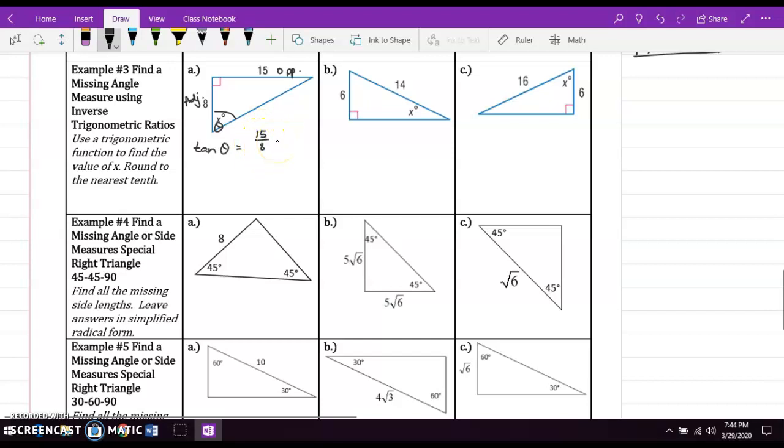Okay, so to solve this, we need to reverse the input with the output. Anytime you reverse the input with the output, you're using an inverse function. So the inverse tangent function allows me to input the output, basically, and it will tell me what the angle is. Okay, so in your calculator, you would type the inverse tangent, second tangent button, 15 divided by 8, make sure you include those in parentheses so that it does the division before taking the inverse tangent, and then you should get 61.9 degrees.